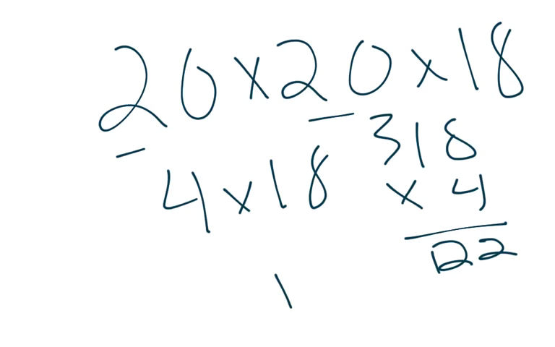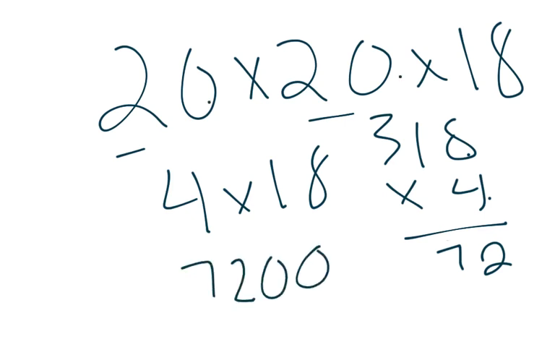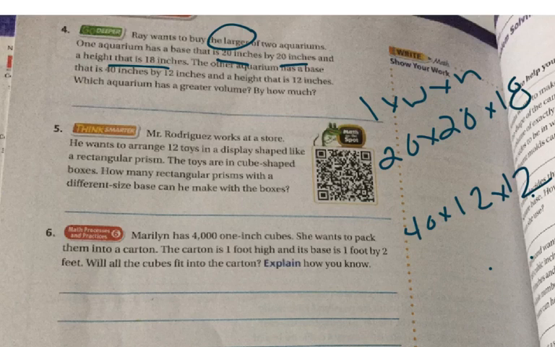I might have done something wrong here, hold on. Oh, I messed up. I thought I multiplied wrong. Okay, 8 times 4 is 32, 4 times 1 is 4, plus 3 is 7. So I have 72, and I can't forget my 2 zeros. So the first one is 7,200 inches cubed.